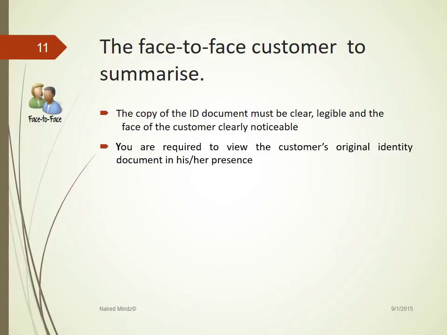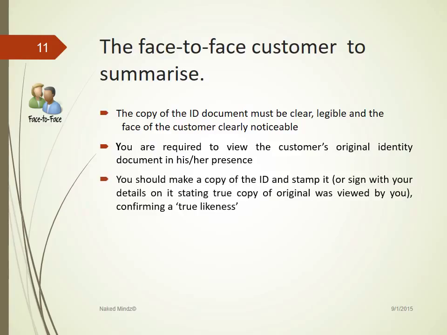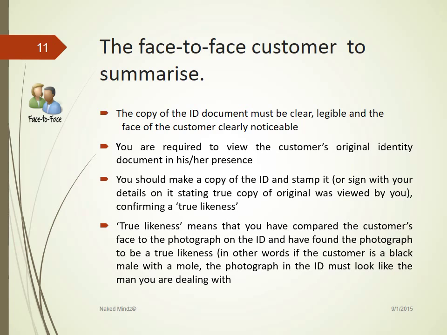You are required to review the customer's original identity document in his or her presence. You then make a copy of the ID and stamp it or sign with your details on it, stating the true copy of the original was viewed by you, confirming a true likeness. True likeness means you've compared the customer's face to the photograph in the ID and have found the photograph to be a true likeness. In other words, the customer is a black male with a mole. The photograph in the ID must look like the man you are dealing with.